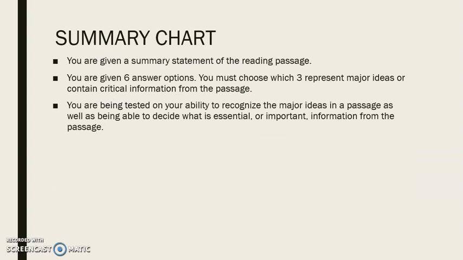And moving forward, we got the summary chart, almost the last one, part of the reading section. It's easy to identify this part because we are given a summary statement of the reading passage, and we are given 6 answer options. We are being tested on our ability to recognize major ideas in a passage, as well as being able to decide what is essential in the passage.